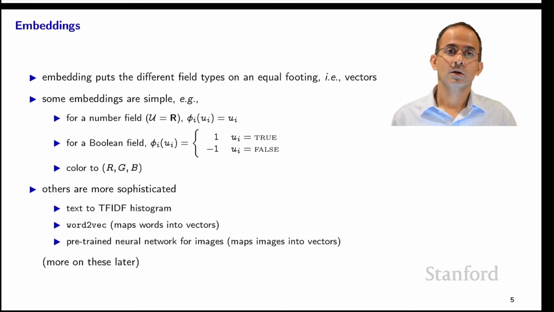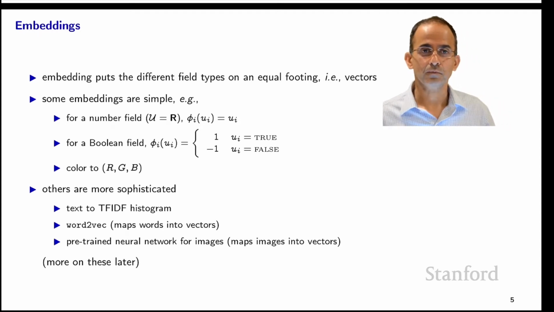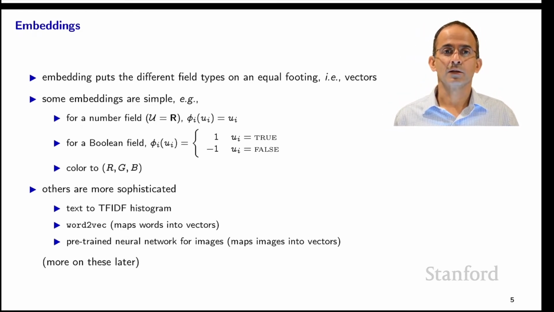Color, we might map to 3 numbers: the amount of red, the amount of green, the amount of blue. And that's a very typical encoding for color, which we use a lot for images, but it's by no means the only one. And there are quite a few different standard color encodings. There are also much more sophisticated encodings, which we will have a chance to talk about later.